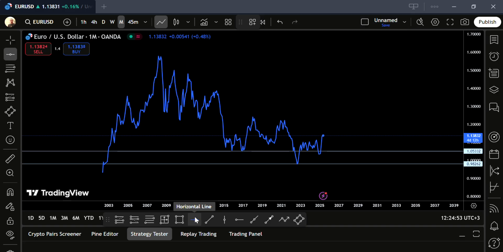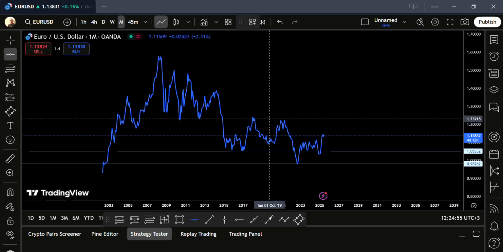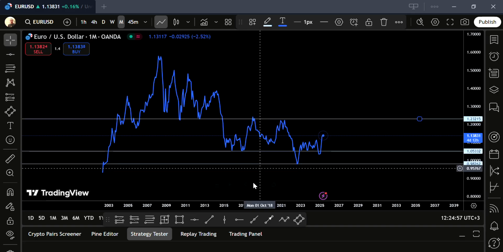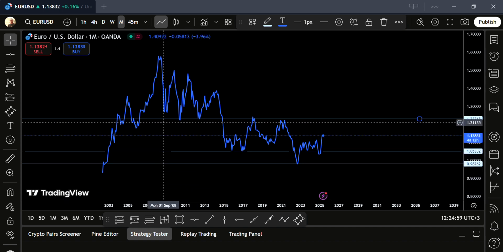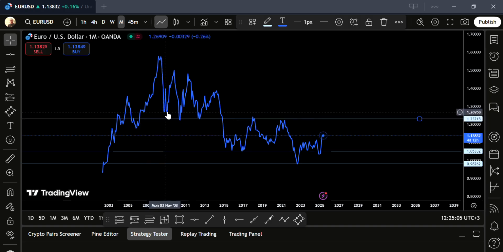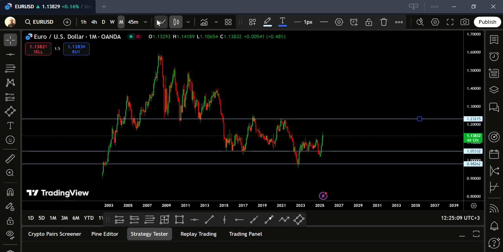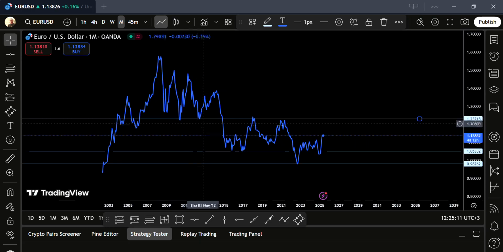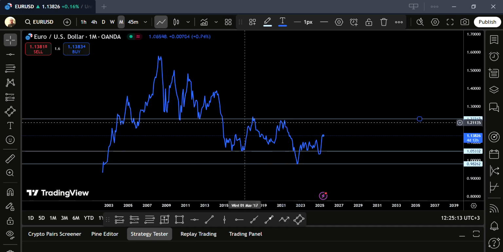So come, where do you see again? Here. You see, price hit here, went down, hit here, went down, hit here. If you turn to the candlesticks, this area touched there. Then here, then here, then here, then here. So this is a very strong pivotal point for Euro USD.